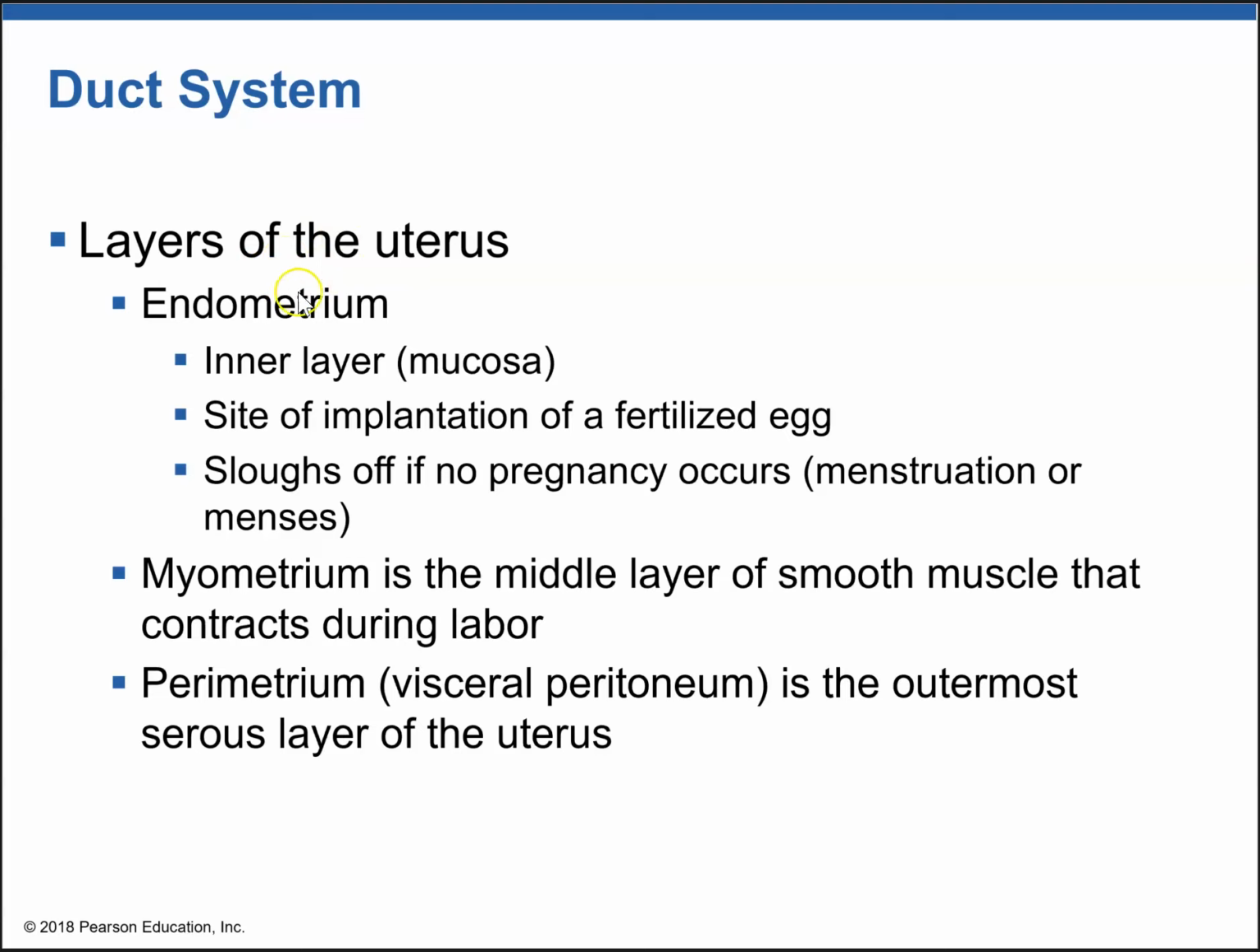So the uterus is made up of 3 layers. The endometrium, which is the innermost layer. This is the site of implantation of the fertilized egg. If there's no pregnancy, it sloughs off, which results in the menstrual cycle. And then there is the myometrium, which is the middle layer of smooth muscle that contracts during labor, and the perimetrium, which is the outermost layer, which is the serous layer. The serous layer protects it from friction and absorbs shock.